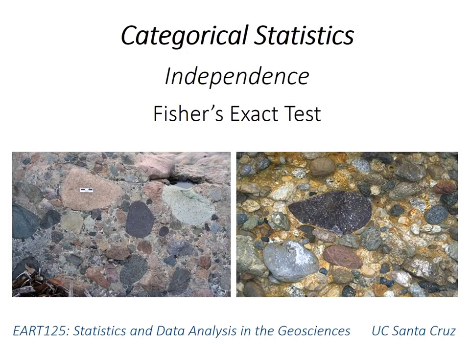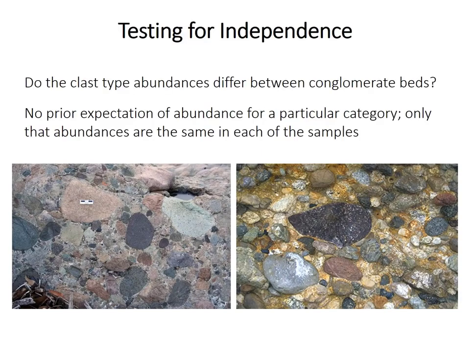This video covers Fisher's exact test, which is a method for testing for independence, generally in small samples and in small contingency tables. So a quick recap of tests for independence. The previous video discussed goodness of fit tests, but what if you don't have a prior expectation for abundance? For example, you might just want to know if the abundance of different rock types differs between two conglomerate beds.